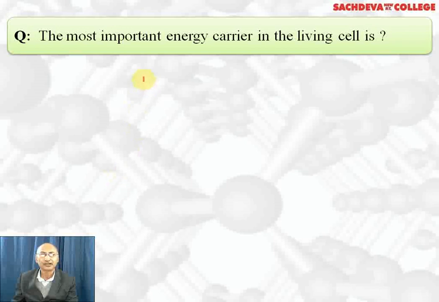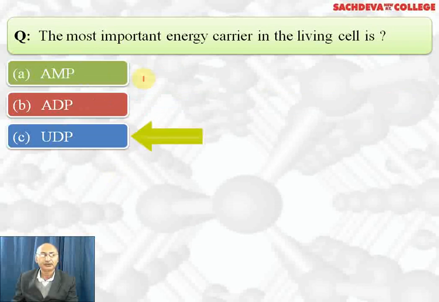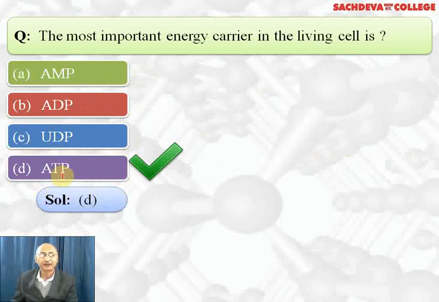The most important energy carrier in living cells: AMP, ADP, UDP, or ATP. Correct answer is ATP. ATP is adenosine triphosphate. It gets hydrolyzed to ADP and releases energy. ADP is adenosine diphosphate. Adenosine diphosphate gets hydrolyzed to AMP, adenosine monophosphate, and energy is liberated. So ATP is also called the currency of energy.